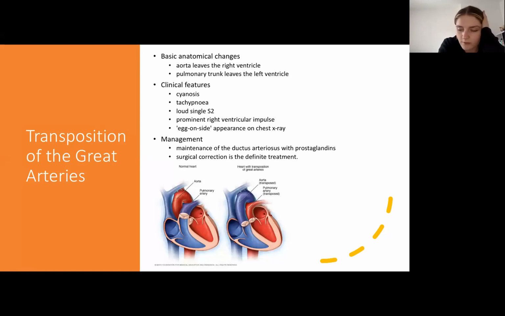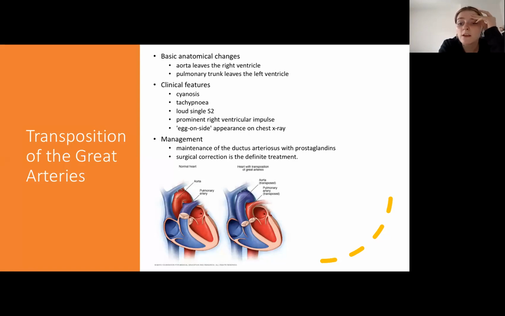They'll often be quite short of breath because they're not getting any oxygen. They'll have a loud single S2, a prominent right ventricular impulse, and the chest X-ray appearance that they love in an exam is an egg on side appearance. I don't know why it looks like that, but it does.